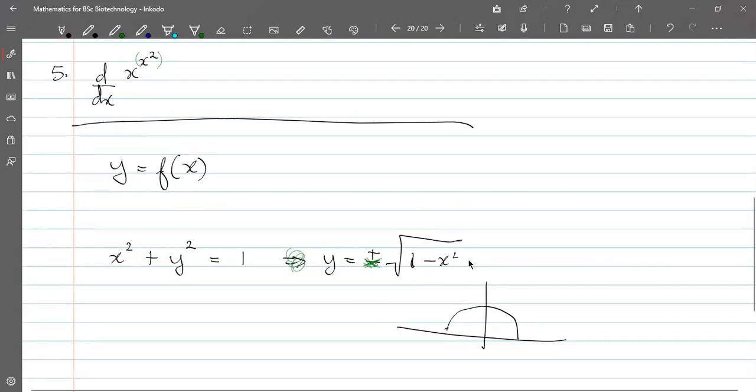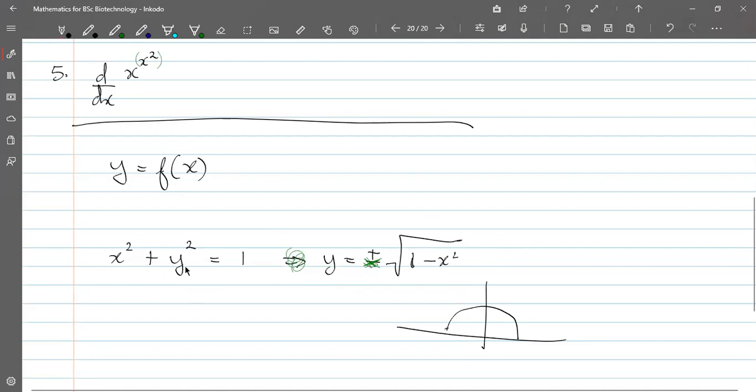So you can find its derivative. Of course, if you differentiate y straight away and apply the chain rule, you get minus x by square root of 1 minus x squared. You can try that. But the question is, is there any way of finding that derivative without solving for y first?